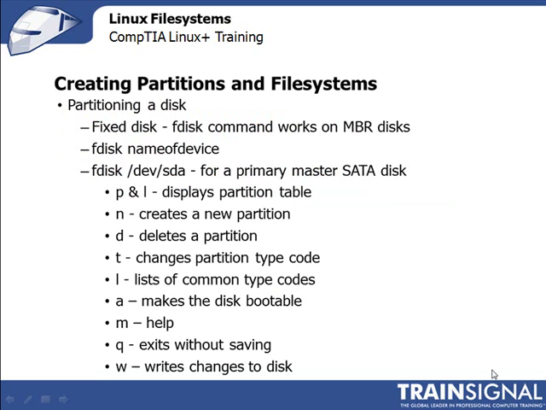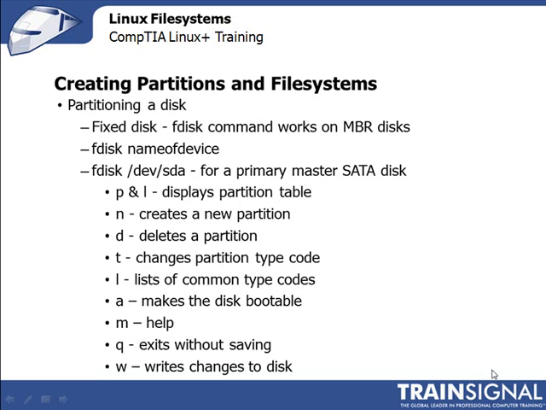Normally, Linux will guide you through the partitioning process during installation, but if you add a new hard disk, or if you're like me and you just like to start over again, you'll need to be familiar with Linux's tools. First, you'll need to create the partition with fdisk, also known as fixed disk, then prepare it for use. Fdisk works on master boot record disks, and the command is fdisk space name of the device.